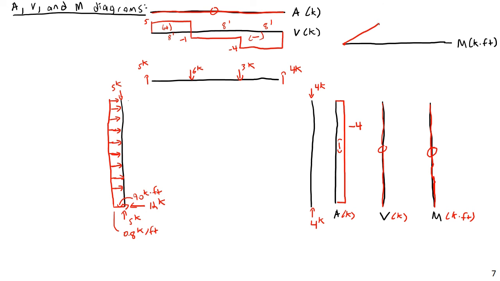Why linearly? Because shear is constant. The shear function is a constant value function, therefore the moment will be the integral of that, a linear function. Then the area under here, -1 times 8 will be -8, and 40 minus 8 is 32. So we'll drop down to 32.